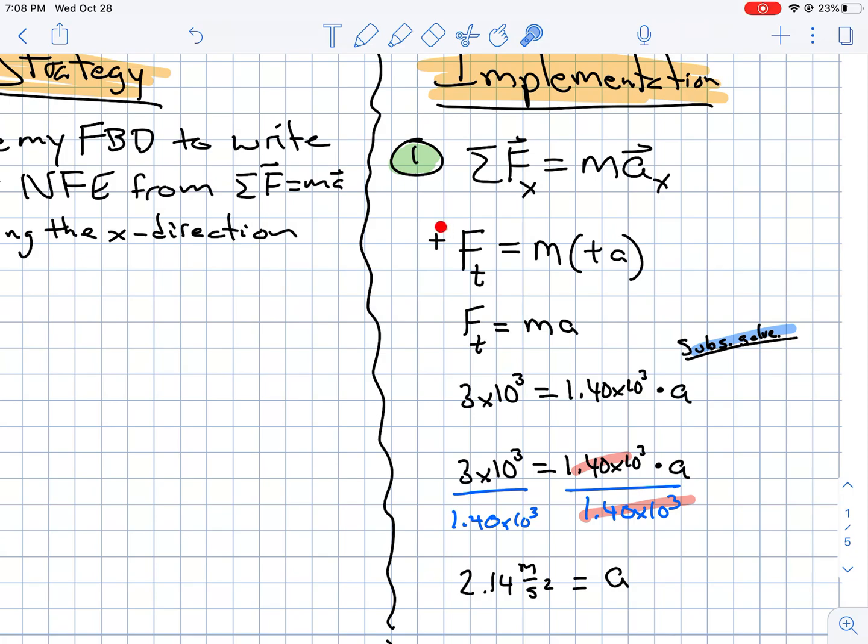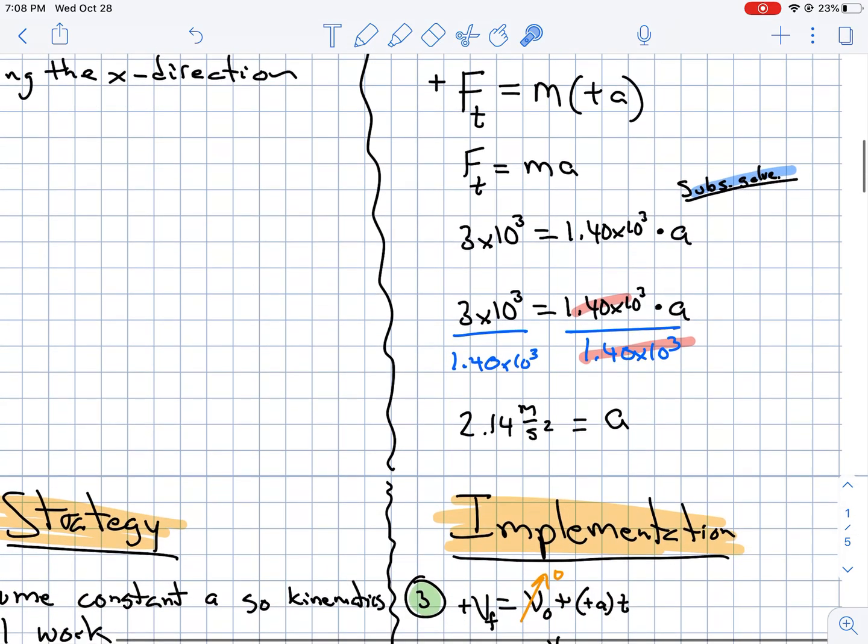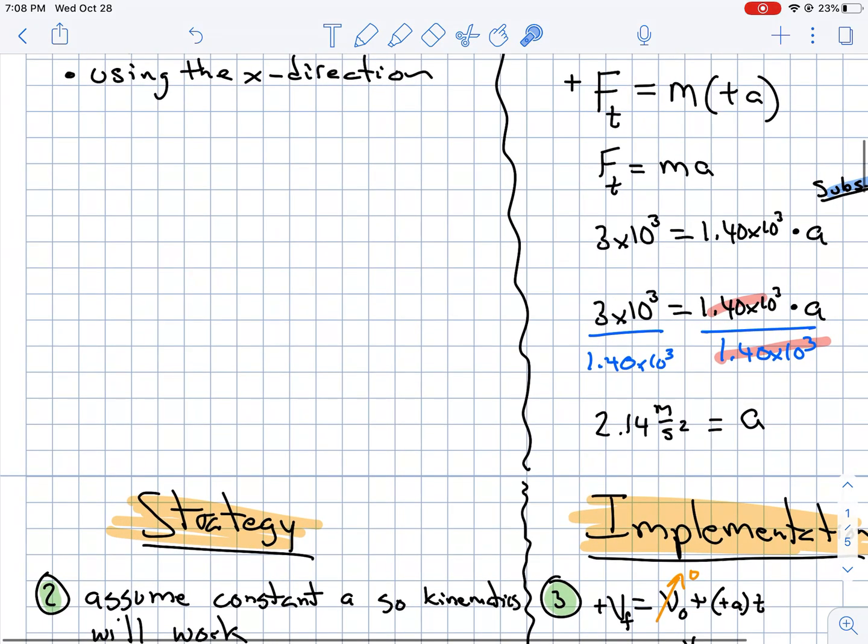So this takes the place of the vector nature of the variable, so therefore there is no vector anymore. It is positive. The acceleration is also positive because it's in the same direction as well. Mathematically, I'm going to end up with the tension equaling mass times acceleration. I substitute in numbers, and after doing some algebra, I end up with the magnitude of acceleration of 2.14 meters per second squared.